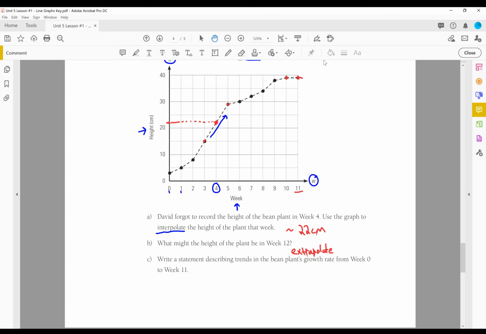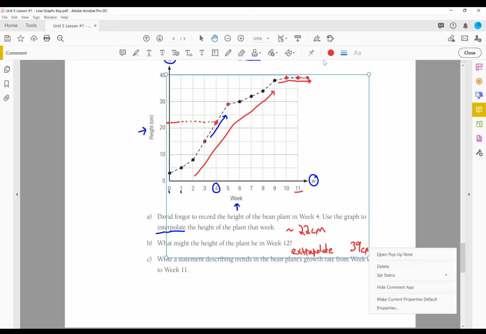So I'm going to assume that week 12, if it continued on, would probably be about the same because the trend there flattens out. It goes up a little bit and then it starts to flatten out. Most plants will have a real growth trend that goes up, up, up, up, and then reaches its maximum height. A lot of plants will keep growing, but sometimes they reach a maximum height, and it looks like it's leveling out here a little bit. So I'm going to extrapolate and say that the height of the plant in week 12 would be 39 centimeters.